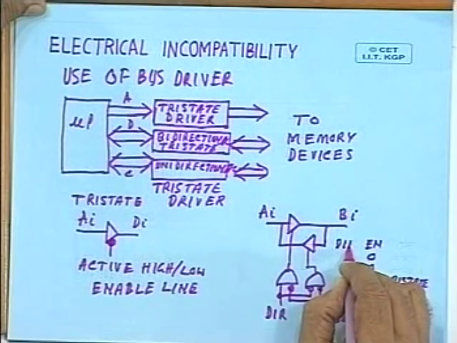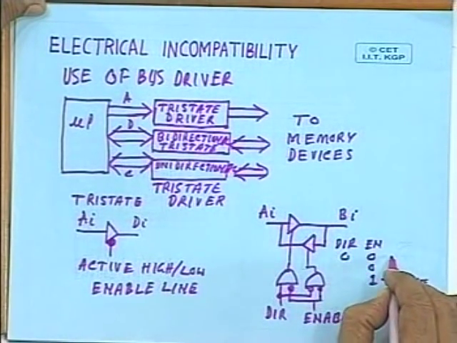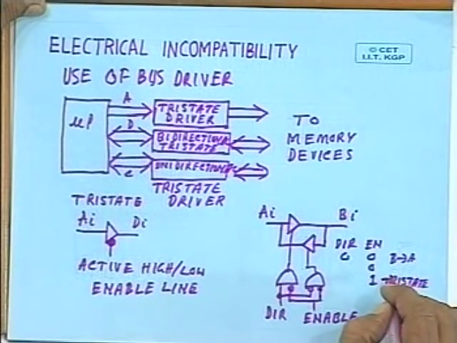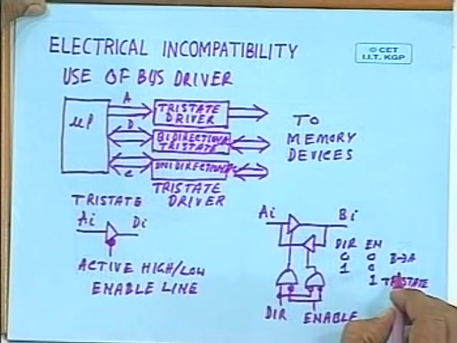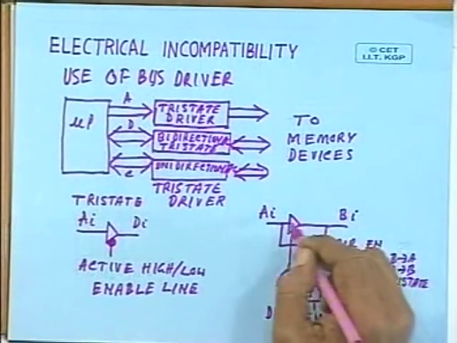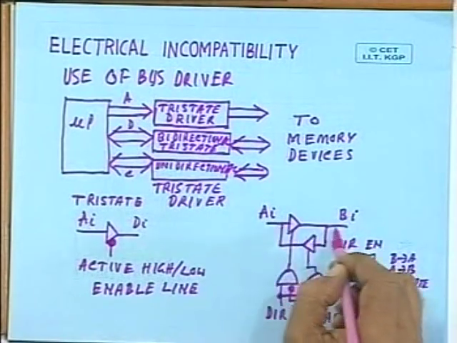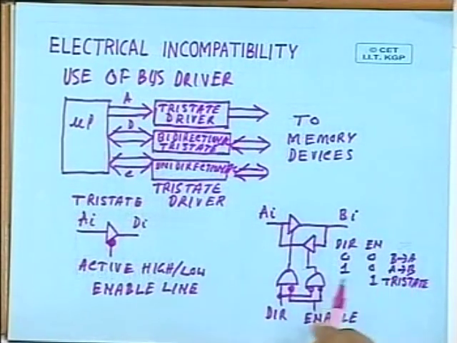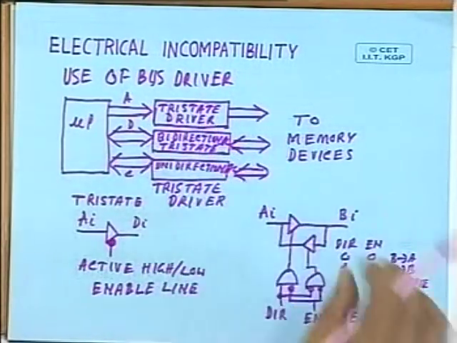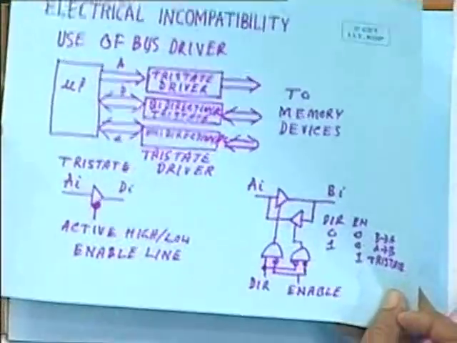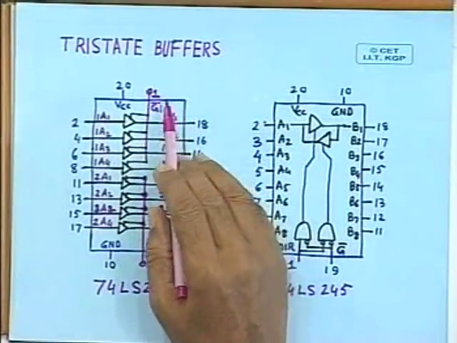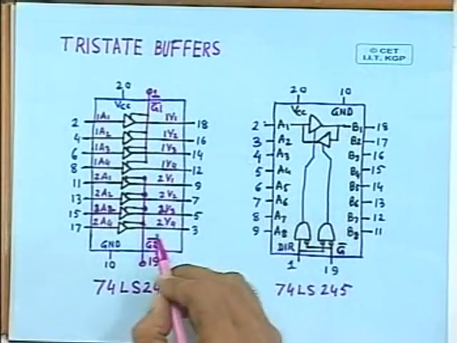Whenever your direction input is 0, you get data from B to A, and whenever it is 1, you get data from A to B. So by using this type of driver, you can have high current drive capability and also a tri-state feature. This type of device may be required for interfacing, and here are some of the drivers which are commercially available and can be used.